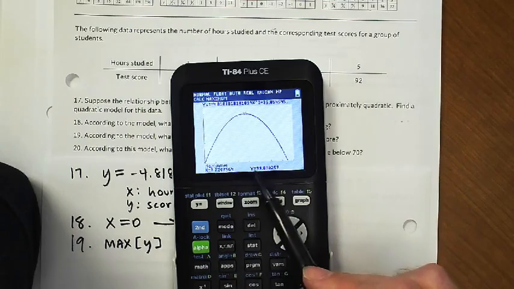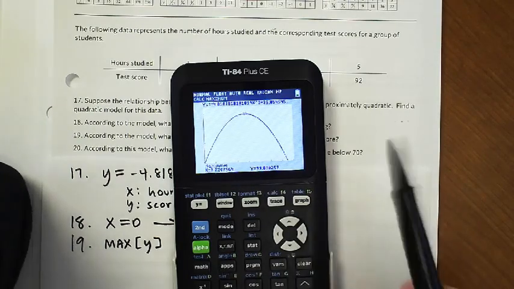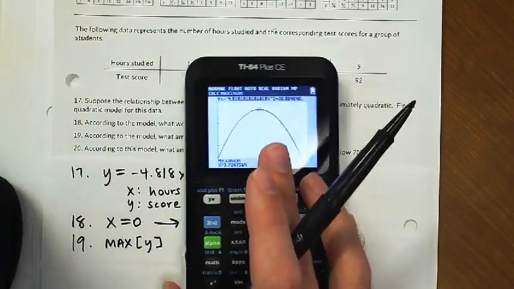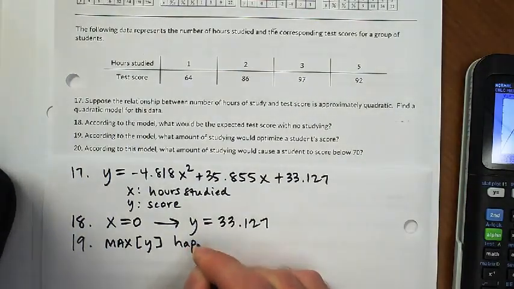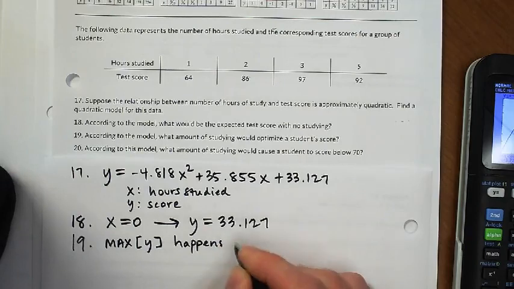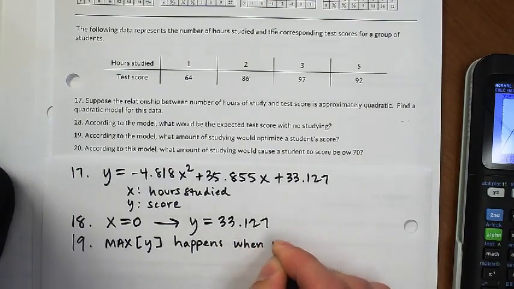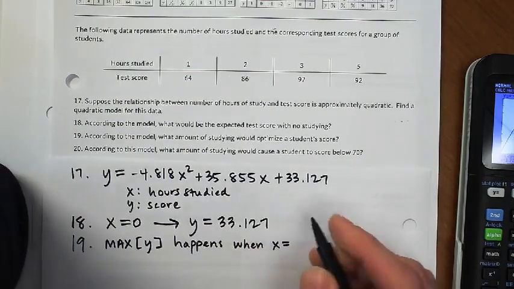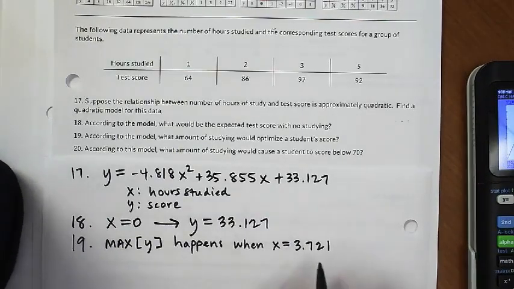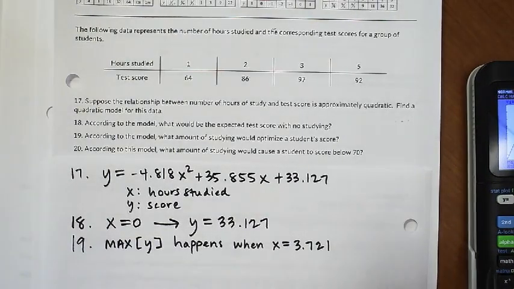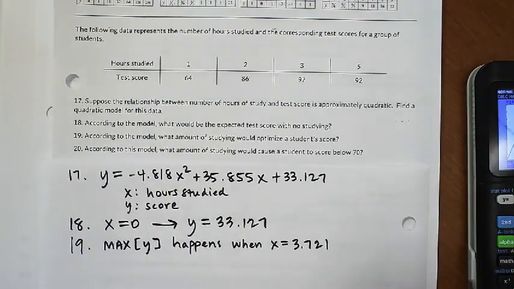3.721 hours gives you a score of 99.8, supposedly. I think that might be an oversimplification, but I'm going to say that happens when x equals 3.721 hours. Don't let it be 3.722 hours, or else you're going to be sacrificing score.